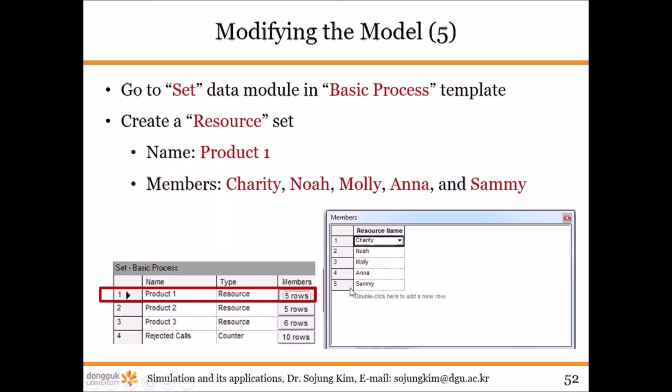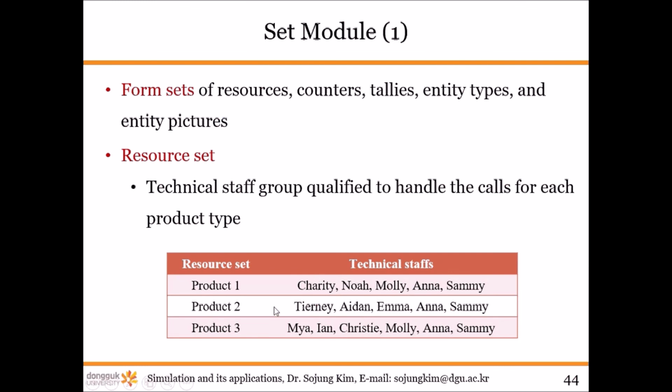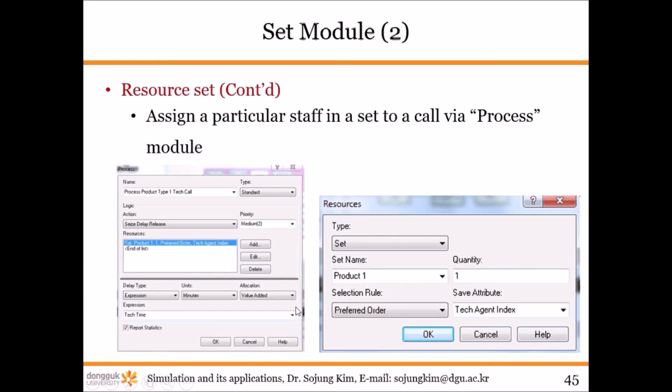Also, in order to use the user specified set, you need to go to the set data module in the basic process template and create the resource sets. Three resource sets, and product 1 should include this name, and product 2 should include the name shown in the previous table. So here's the table, the list of staff who can handle a certain product type. So you need to have 1, 2, 3 resource sets.